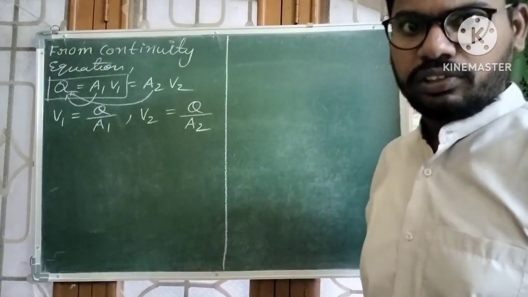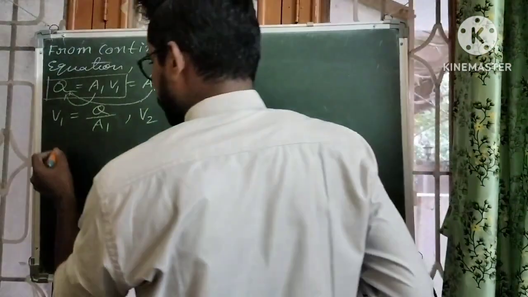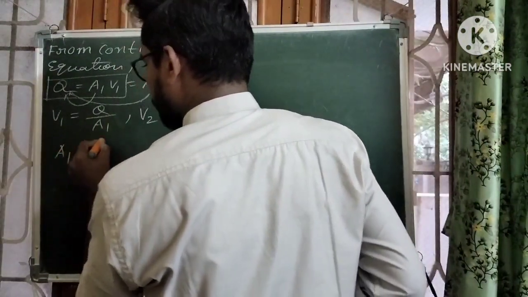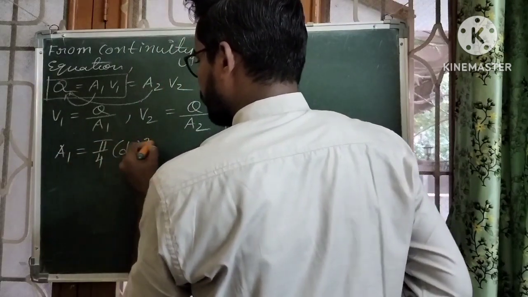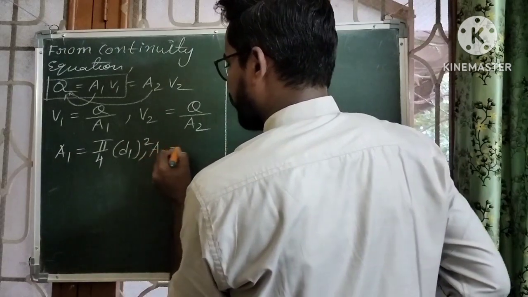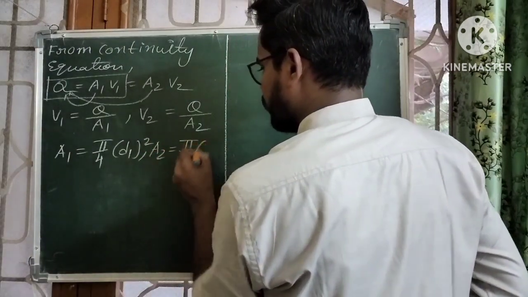A pipe has circular cross section. So for a circle, what is the area? Area of circle is pi by 4 into d square. So area of the smaller pipe is pi by 4 into d1 square. What about the area of the larger pipe? Pi by 4 into d2 square.